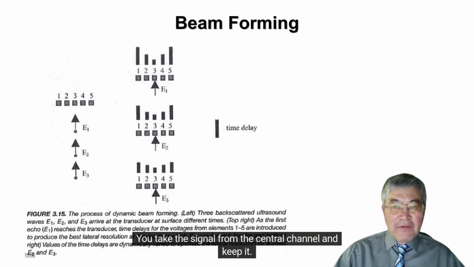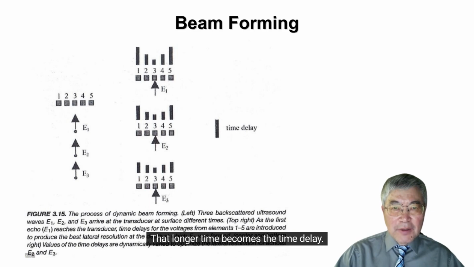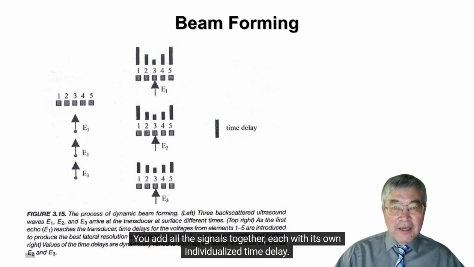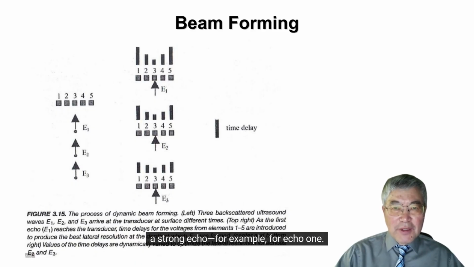You take the signal from the central channel and keep it. Then you take the signal from the outer element. It takes a longer time for the echo to reach that peripheral element. That longer time becomes the time delay. You add all the signals together, each with its own individualized time delay. When the time delays are properly distributed like this, and you add the 5 signals together, you form a strong echo, for example, for echo 1.